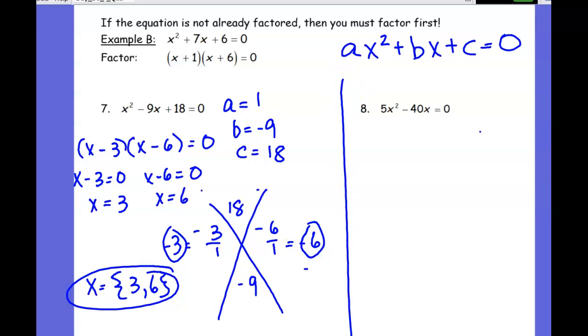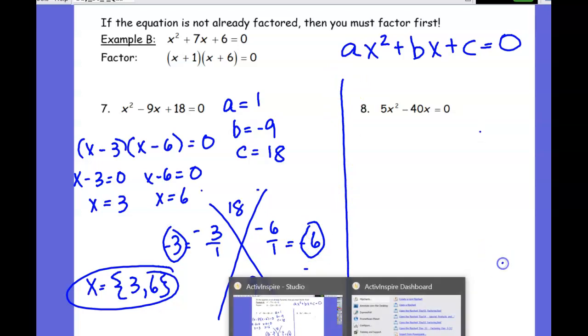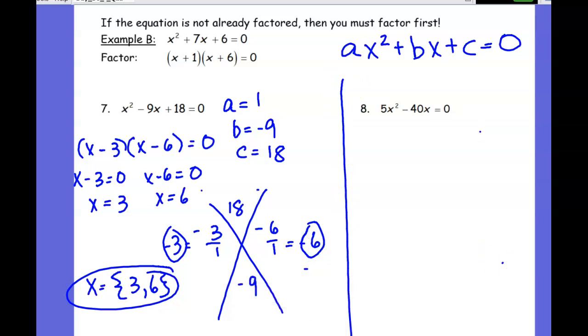Now number 8, notice the first thing we want to do is always factor out our greatest common factor. In the event that you don't have a constant, meaning there's no C value, you're going to be able to factor out at least the x. In this case, you can factor out a 5x.